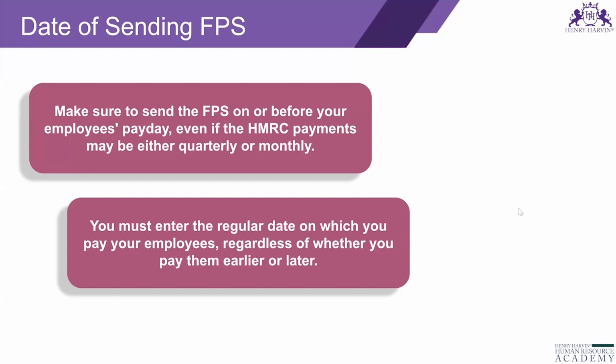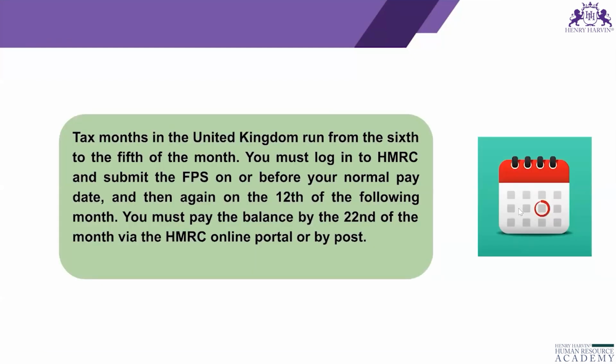Okay. You must enter the regular date on which you pay your employees. So in FPS, it is important that you mention the correct pay date also. Okay, if I'm making payment on 25th to employees, then 25th should be mentioned, regardless of whether you pay them earlier or later. Tax months in the UK run from the 6th to 5th of the month. You must log into HMRC and submit the FPS on or before your normal pay date, and then again on the 12th of the following month.